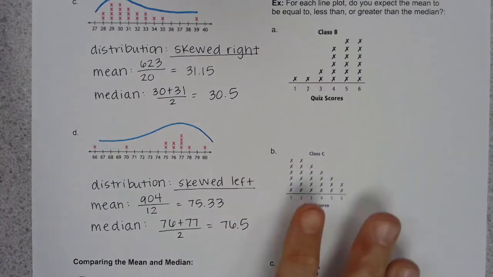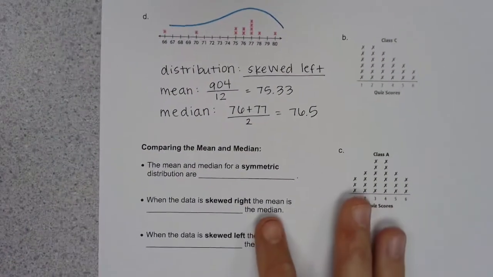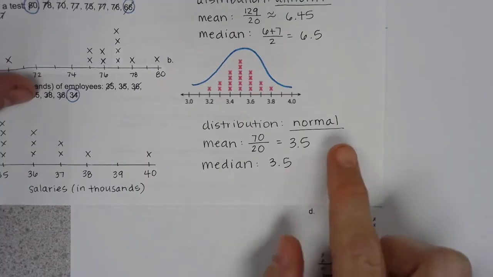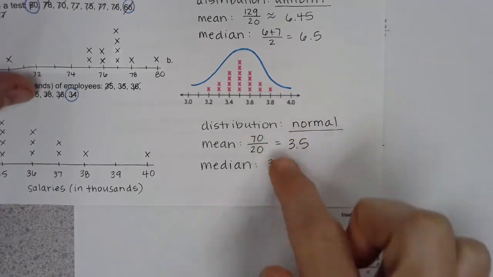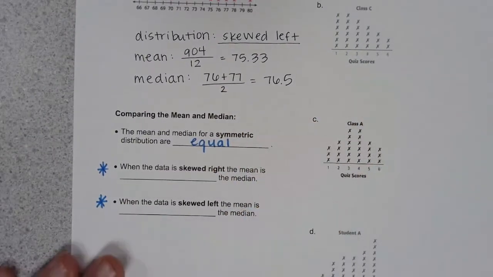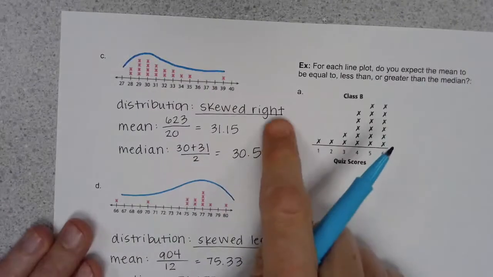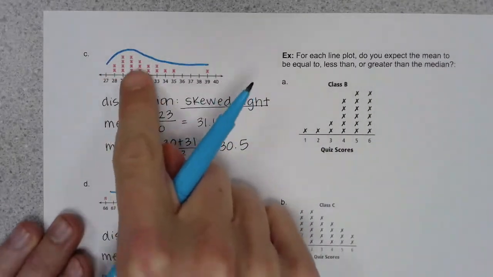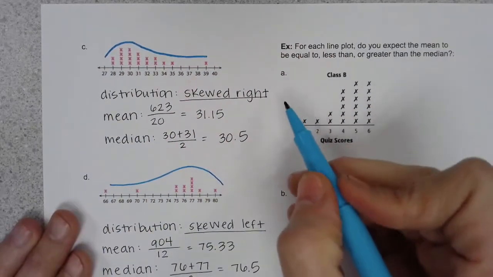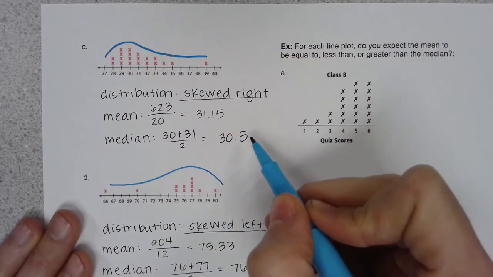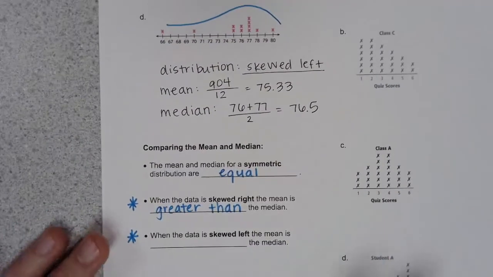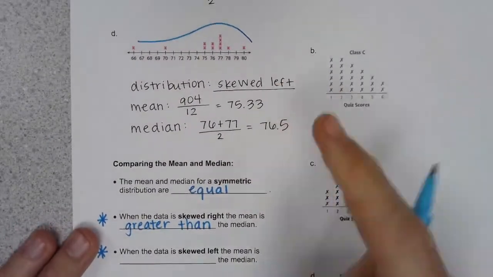So looking back at the previous page, we can answer the following question about comparing the mean and the median. For a symmetric or a normal distribution, the mean and the median are equal to each other. We did examples up above that will help us answer these questions here. When the data is skewed to the right, so when the data is all piled up over here on the left-hand side and kind of pulled out to the right, if you compare the mean and the median, the mean is higher than the median.